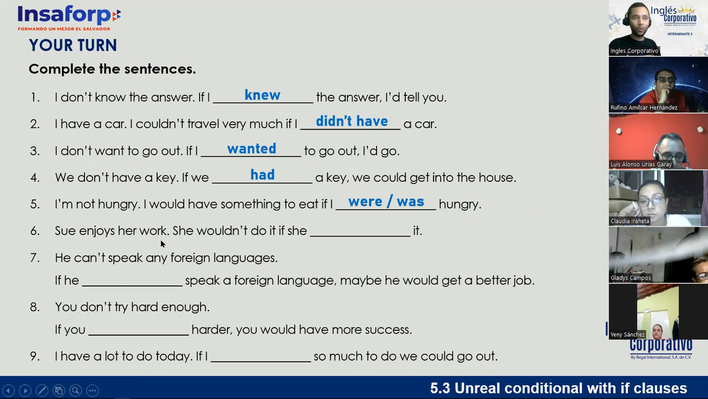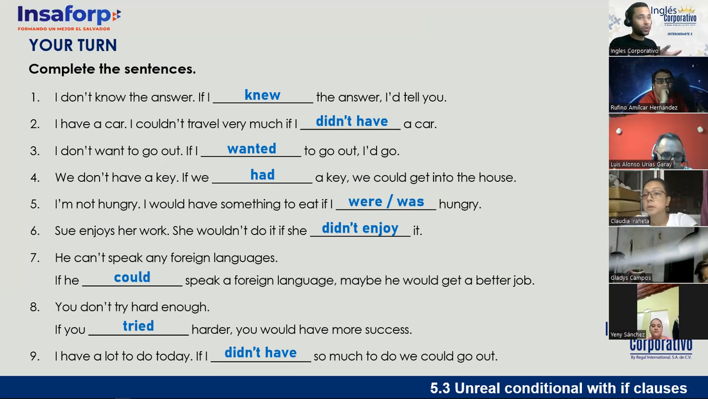Number six, Sue enjoys her work. She loves it. She wouldn't do it if she didn't enjoy it. No lo haría si no lo disfrutara. Number seven, I can't speak any foreign languages. Sorry, he can't speak, leí mal ahí, he can't speak any foreign languages. If he could speak a foreign language, maybe he would get a better job. Si él pudiera hablar un idioma extranjero, tal vez podría obtener un mejor trabajo. Number eight, you don't try hard enough. No te esfuerzas lo suficiente. If you tried harder, you would have more success. Si hicieras un esfuerzo mayor, tendrías mayor éxito. Okay, if you tried. And number nine, I have a lot to do today. If I didn't have so much to do, we could go out. Si no tuviera tanto por hacer, podríamos salir.